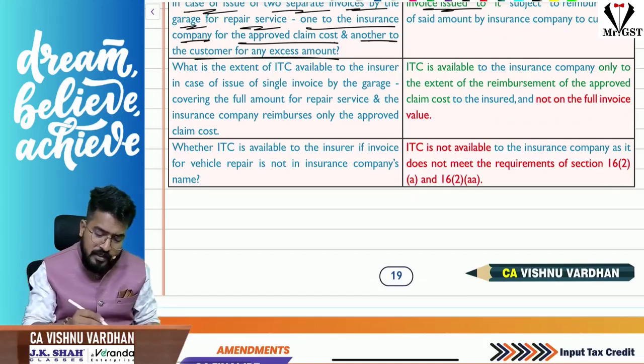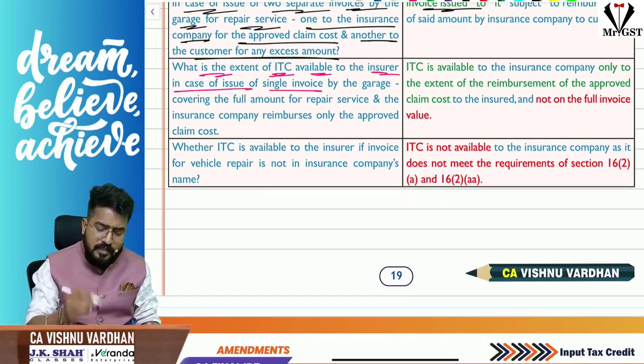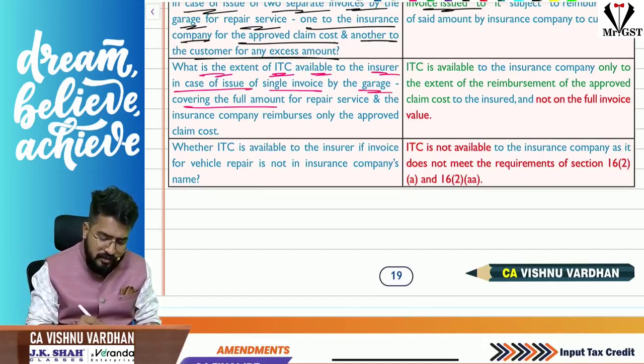Okay, fine. The next thing: what is the extent of ITC available to the insurance company in case a single invoice is issued by the garage covering the full amount for repairs and services, and the insurance company reimburses only the approved claim cost?